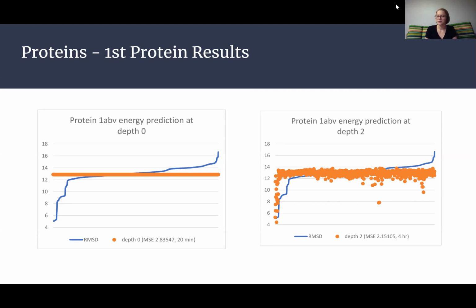However, this is only at depth 0. By increasing the depth of the continued fraction, we can get a slightly better estimation. On the right here, we have the same result on the same protein at a higher depth. You can see that it does a slightly better job, especially on the left side, which are lower energy potential structures, but it's still not great.